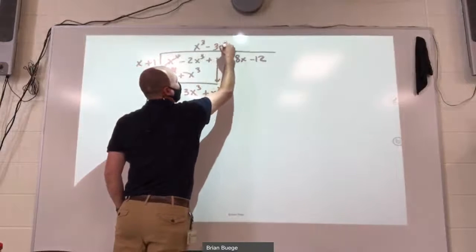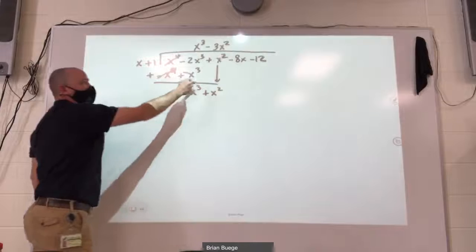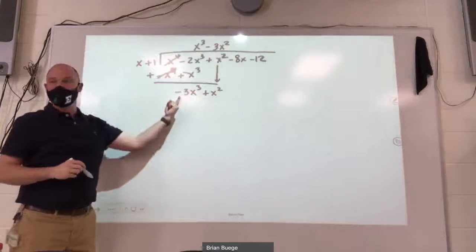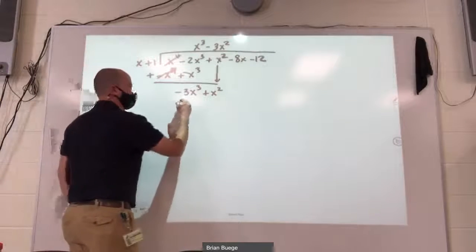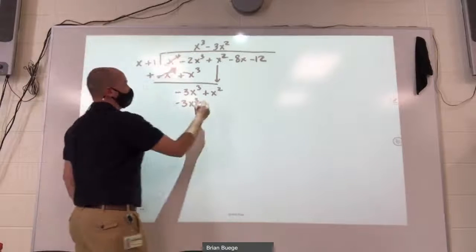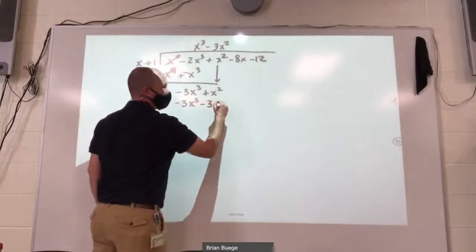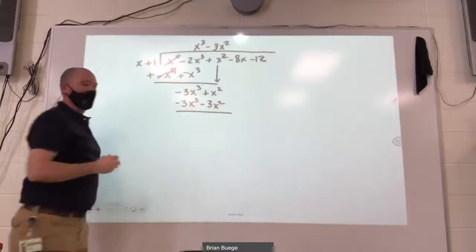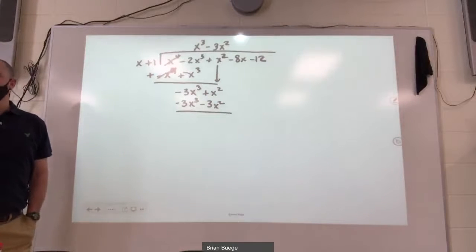Negative 3x squared would get you negative 3x cubed when you multiply. So take that and distribute it through. We end up with a negative 3x squared. And again, add the opposite.